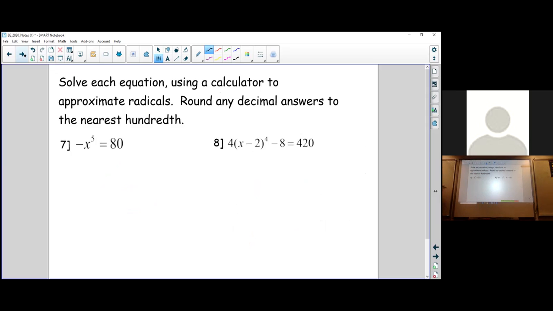All right, solve each equation using a calculator to approximate the radicals. Round any decimals to the nearest hundredth, so 2 decimal places. Okay, so we want to start solving these before we go to the calculator. On this one, I would probably multiply both sides by -1 first. That's going to allow me to get x to the 5th equals -81. Is that okay so far?